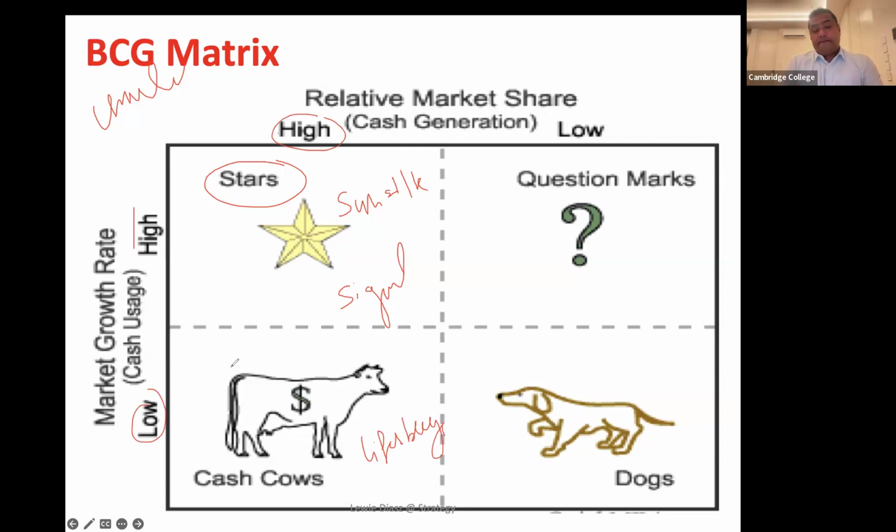Then let's take a brand like Pureit. That is their water brand. Okay, I'm assuming it is here. Then let's take a brand like Rexona. Might be a question mark. Rexona. High market growth rate, but low market share. Dove might be somewhere here. I don't know. I'm just guessing. We don't have data. Okay.